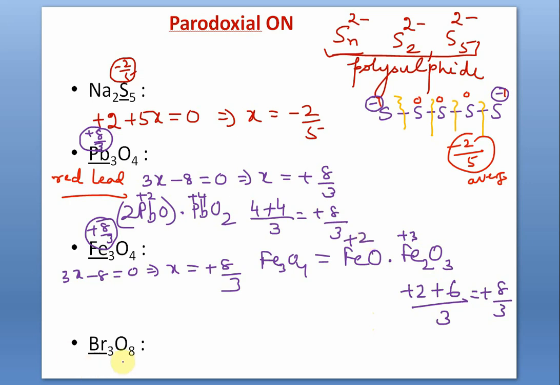Now, tribromine octoxide. Tribromine octoxide is a very typical molecule. By X method, you know what you are getting. Bromine, 3x minus 16 is equal to 0. So X comes plus 16 by 3. This is highly unacceptable. Then you have to know the bond structure. Once I draw the bond structure, in a flash you will tell me the oxidation number of each bromine. Will I? Let me.